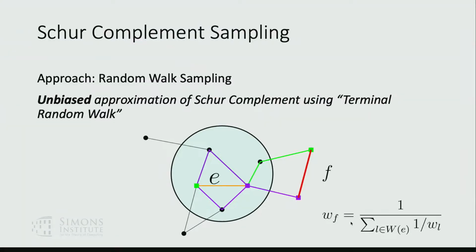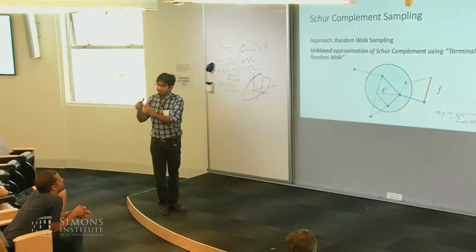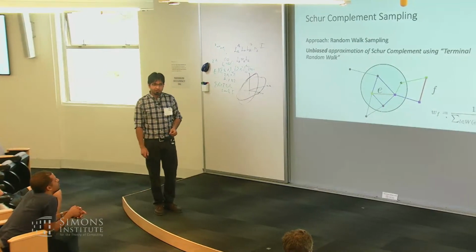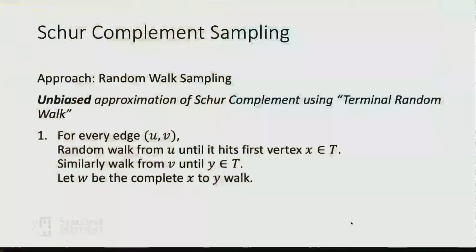And the initial choice of edge was random, or what? You do it for all. Oh, for all edges. For all the edges that touch the vertex I'm eliminating, I will do these two random walks until you exit and add an edge there. Let me just write that formally. So for every edge UV, random walk from U until it hits the first vertex X in T. If U was in T, you just stop. You don't take it.